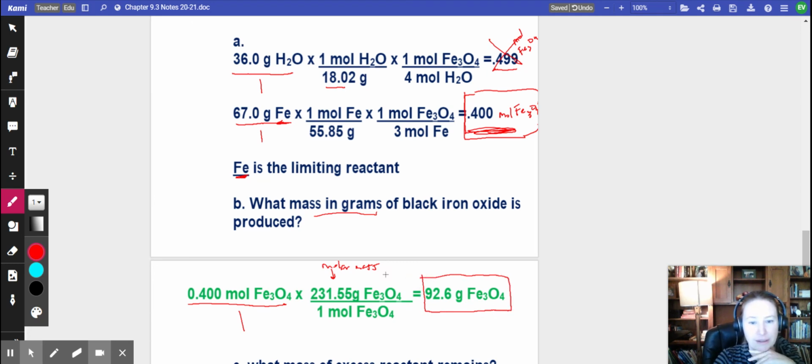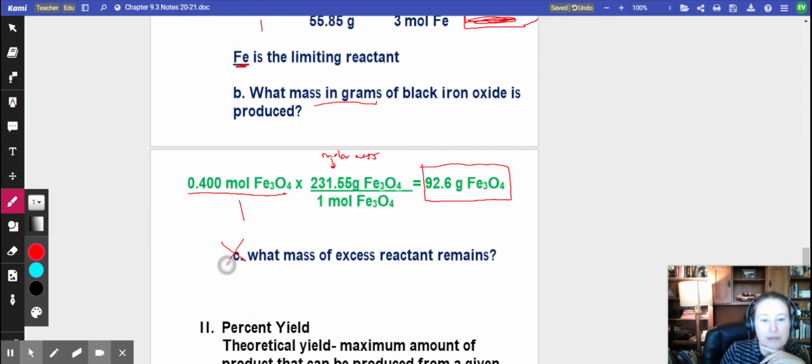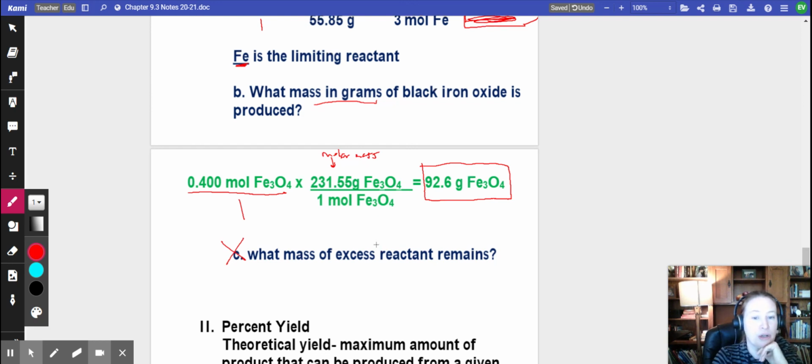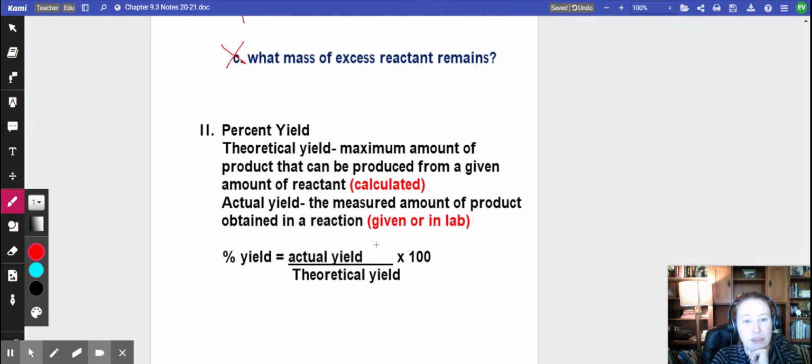Okay, and then the last little thing for today, we're not doing this type. You can if you want to try that one. That would be like a bonus question. The last thing is kind of from the lab. So we've already learned this.